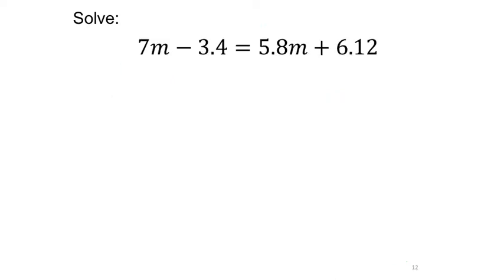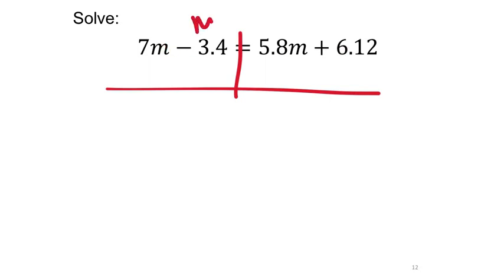All right, here we go. Some more principles of equality. Again, there's no distribution here. There's no combining like terms. Got to go straight to my principles of equality. So I'm going to put the m's on the left and then the numbers on the right. So the 7m can stay, but the negative 3.4, I've got to zero that out. So we'll have to add 3.4.